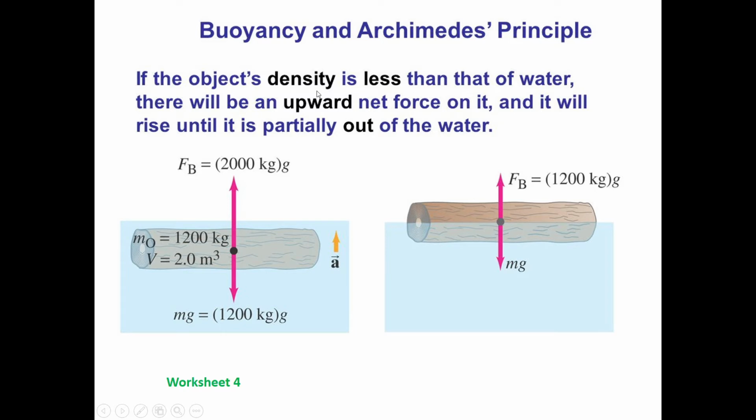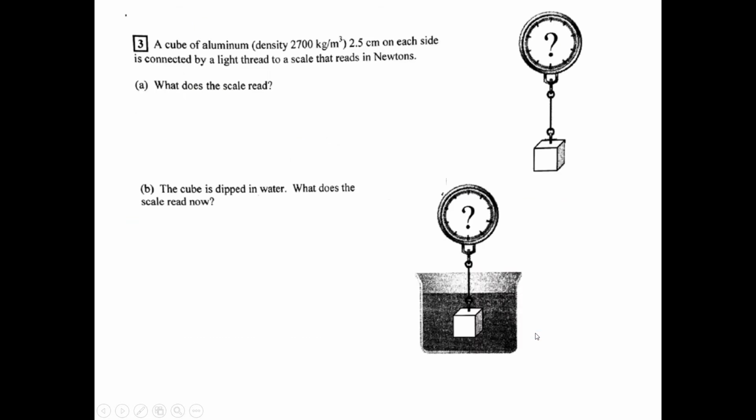If the density is less than water, it floats upward until it gets to the surface, and then the buoyant force gets less and less until it just balances the weight force. It rises until it's partially out of the water. If the density is greater than water, then it just keeps sinking till it hits the bottom.